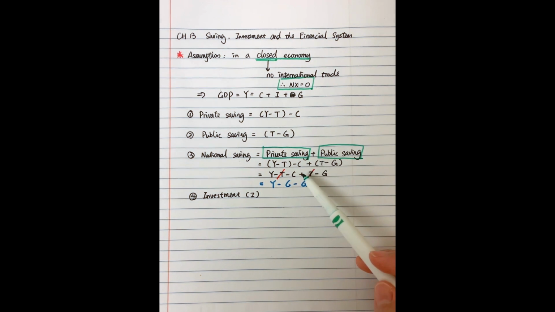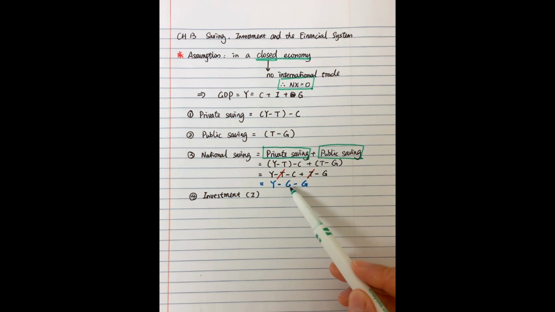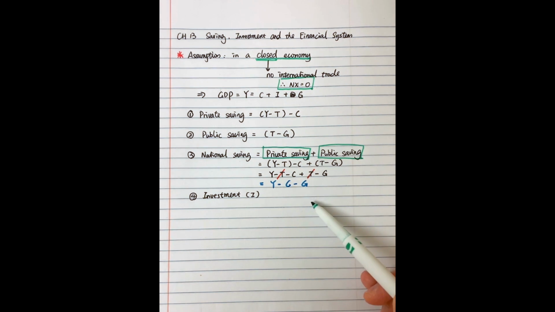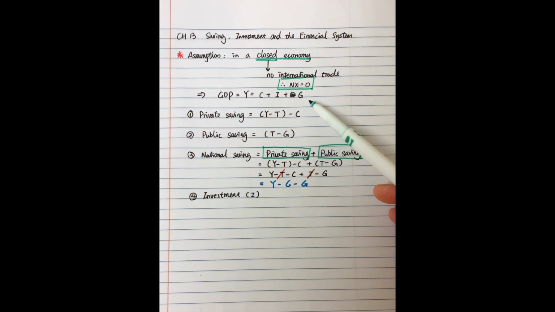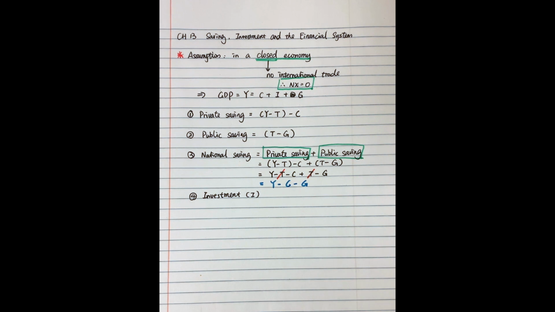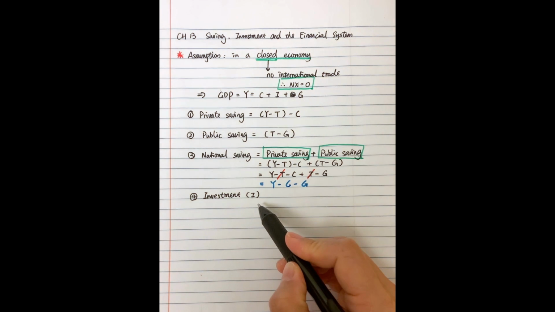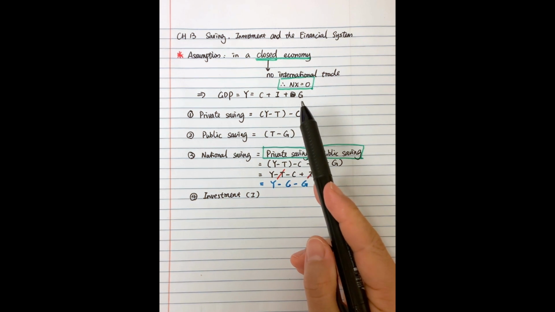And then you can notice this T, this is negative T because households need to pay tax, right? And government, they are collecting tax. So this negative T and this positive T can eliminate each other, right? So what is left is Y minus C minus G, okay? Then go back to double check this GDP formula. GDP now only has three components, right? Therefore, how can we derive investment from this GDP formula?